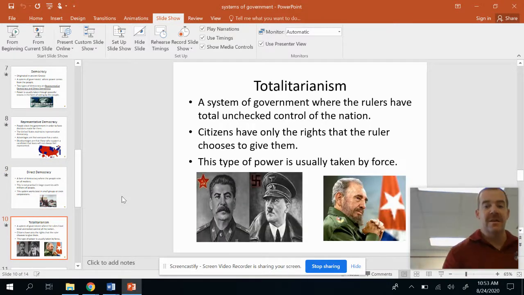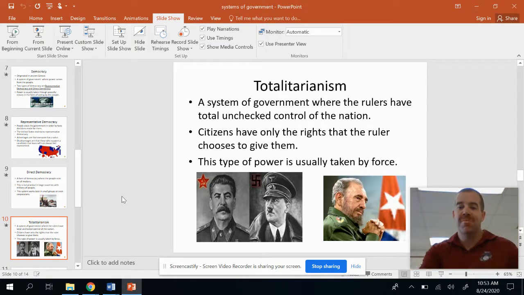Now, a totalitarian government, all right, where the rulers have total, complete power. There are no rights that the people have unless the ruler gives it to them or okays it for them. Usually taken by force, all right. So this is where you kind of get like with dictatorships as well. That's what a lot of students think of.